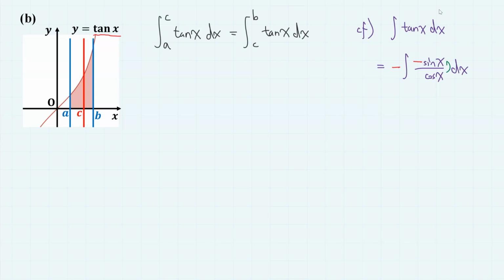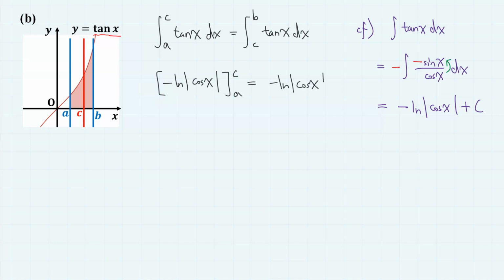In this way, the numerator becomes the derivative of the denominator, and we have seen this behavior in the derivatives of logarithmic functions. More specifically, this is the derivative of ln absolute value of cosine x. So we have minus ln cosine x plus C as antiderivative. Therefore, we have minus ln absolute cosine x with a and c, and minus ln absolute value of cosine x with c and b. Due to the range for a and b given in this problem, we don't need absolute value notation here.